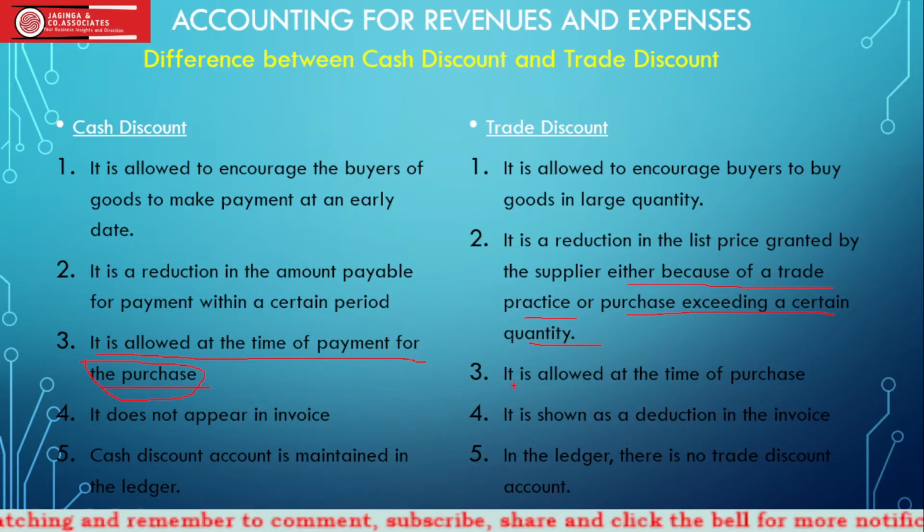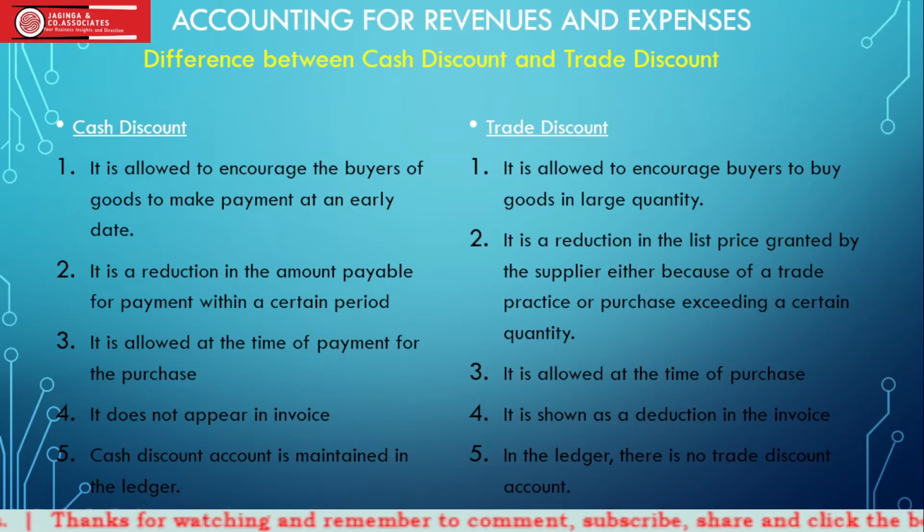Whereas on this side, trade discount is allowed at the time of purchase. So when the customer is coming to buy goods, we'll be telling the customer at that point when he's purchasing, that when you purchase 10,000 items of goods, we'll give you 5%, or when you purchase 15,000 items of goods, we'll give you 10%. So it is allowed at the time of purchase.